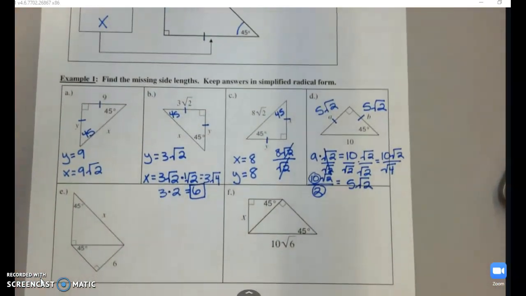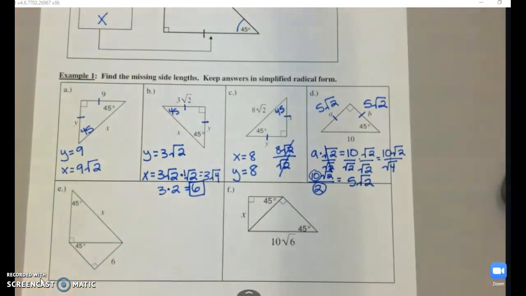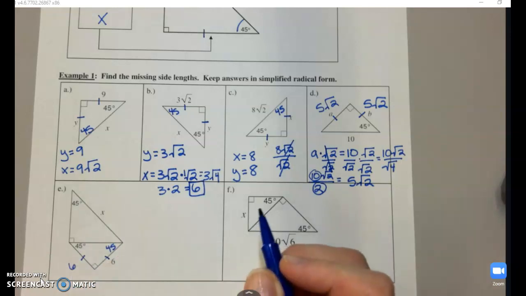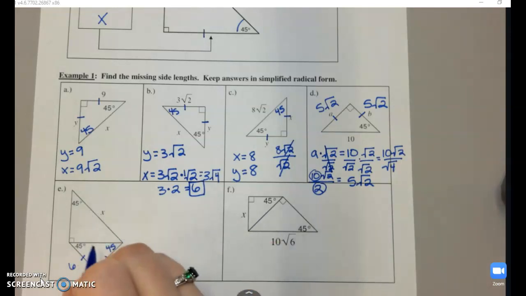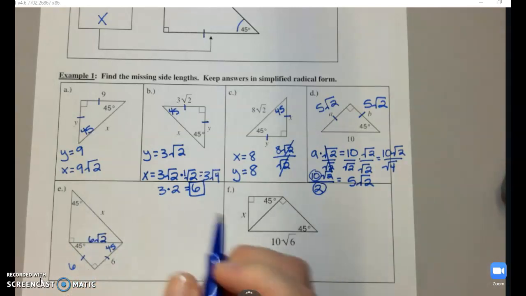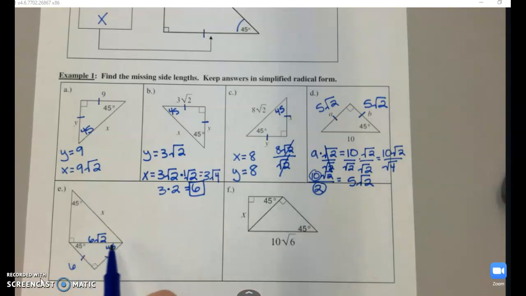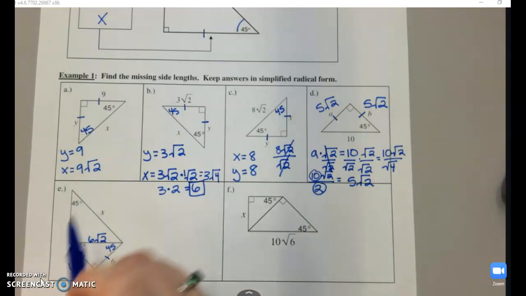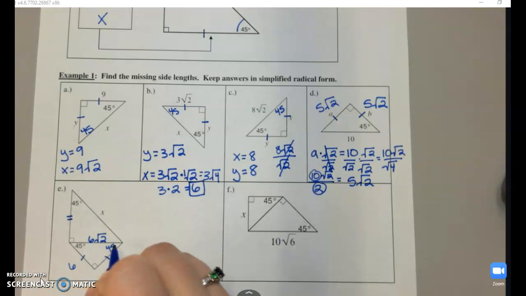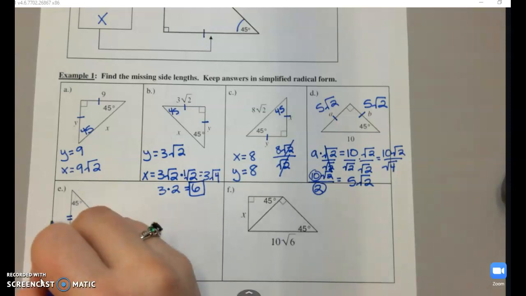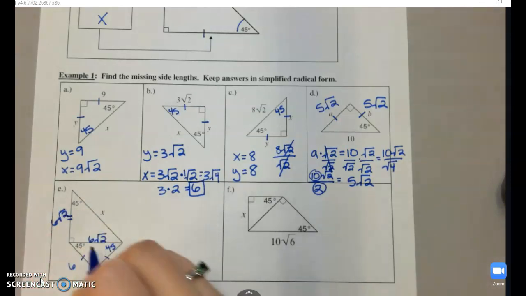Moving on to E and F, these are both going to be multi-part problems. I'm wanting to get to x, so I first need to figure out this triangle here. If my sides in this triangle are both 6, that means the hypotenuse for our triangle at the bottom is 6 square root of 2. Now the hypotenuse of the bottom triangle is a side of our top triangle, so these two sides are going to be congruent to each other.